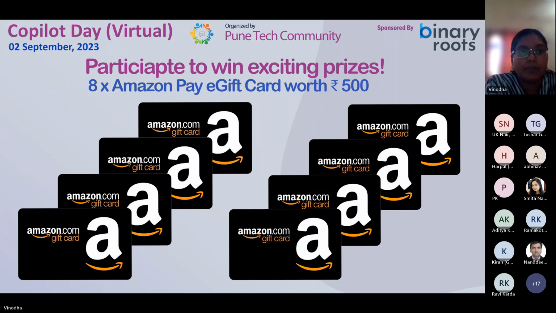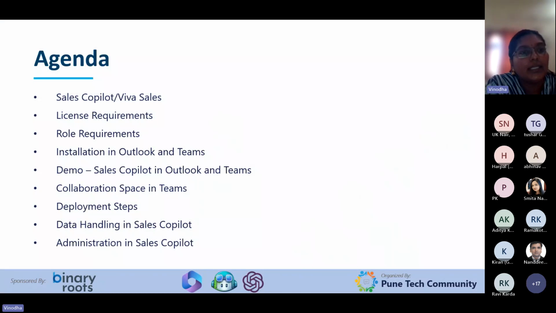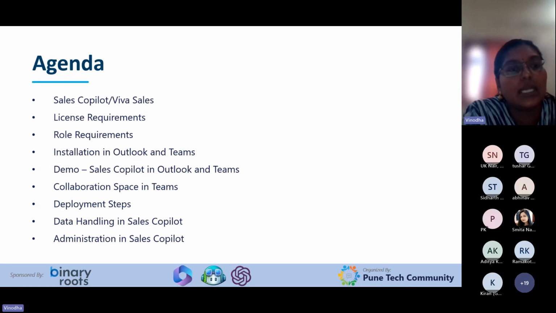And the main agenda in this session is the introduction to Sales Copilot, which is also called Viva Sales. And we are going to see the license requirements and what are all the role requirements to use this Sales Copilot. And next, we are going to see the demo on how to install Sales Copilot in Outlook and Teams. And next, how to use this Sales Copilot in Outlook and Teams meetings. And next, we are going to see the collaboration space in Teams using Sales Copilot. And at last, we are going to see how Sales Copilot handles the data and administration.